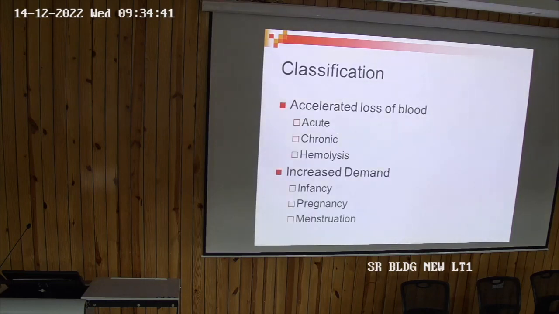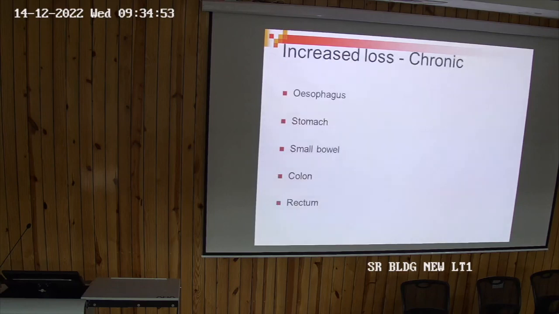Accelerated blood loss may be acute, chronic, or there may be increased demand when the body requires more, as in infancy, pregnancy, menstruation, lactation, etc. Chronic blood loss may be due to loss through the esophagus, stomach, ulcerative conditions, small bowel syndrome, colon, or through piles or any other disorders. These are the conditions in which there is chronic blood loss.